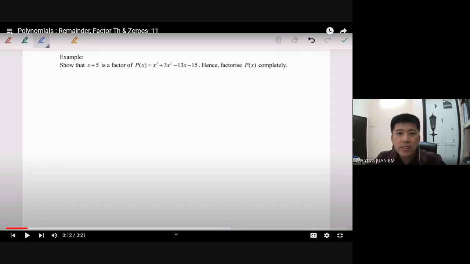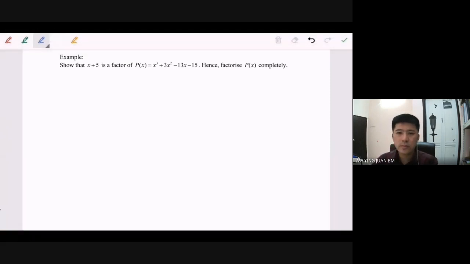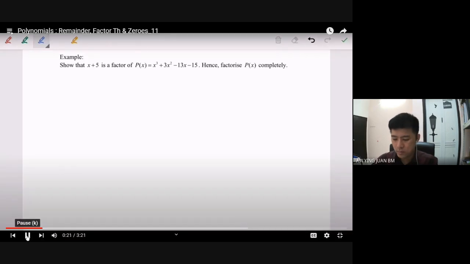Starting part dia. Kita ada dua bahagian. Bahagian pertama, yang inilah polinomial. So, kalau you tengok soalannya: show that x plus 5 is a factor of the polynomial. Hence, factorize px completely. So, we have two parts.